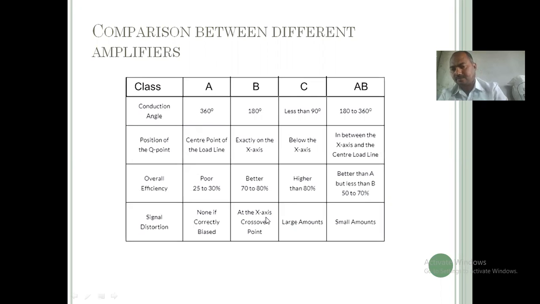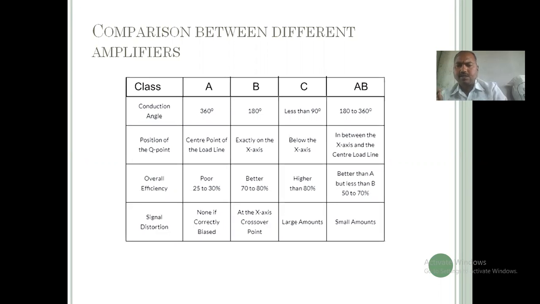Class B has some crossover distortion. Why? During the transition from 0 to 1 and 1 to 0, no transistor is on. That is the crossover distortion of Class B. Class C has the largest amount of distortion because its operating period is less than 180, so during all the other period we are applying the biasing voltage.